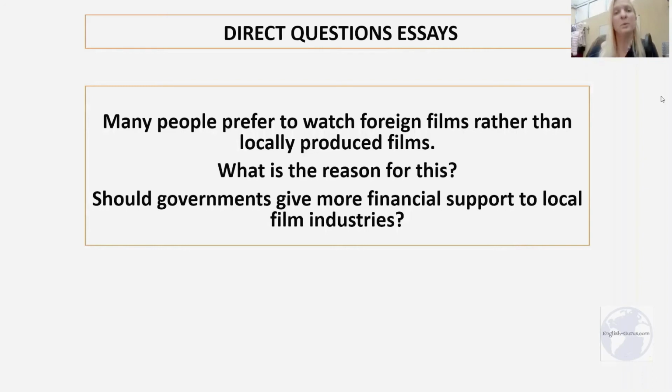Example, many people prefer to watch foreign films rather than locally produced films. What is the reason for this? Should governments give more financial support to local film industries? So you have to, in this essay, answer both questions. So you need to give the reason why people prefer to watch foreign films. And also we need to say, yes, governments should give more financial support, or no, governments should not give financial support. And you need to outline that in the introduction of your essay.